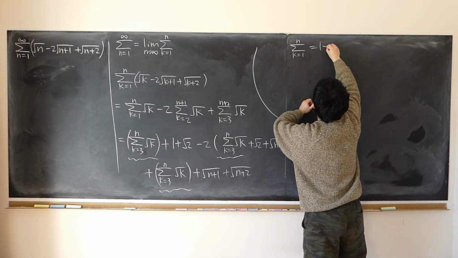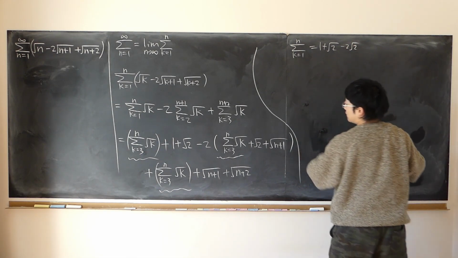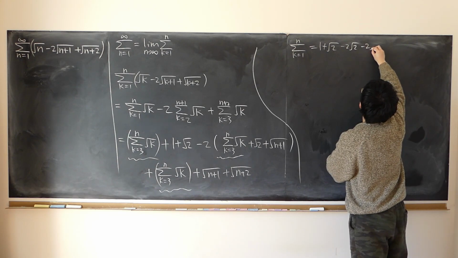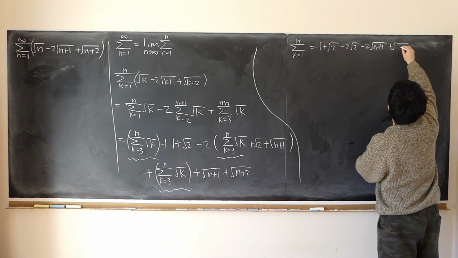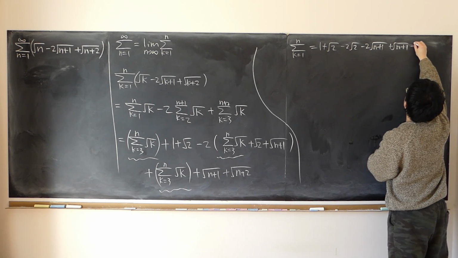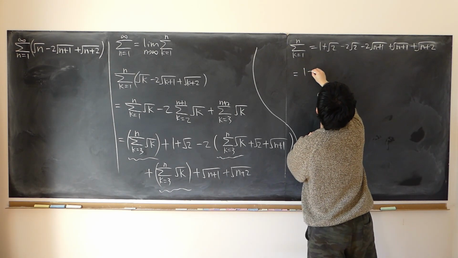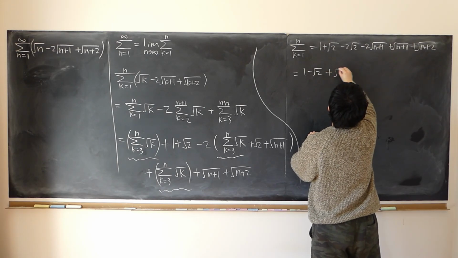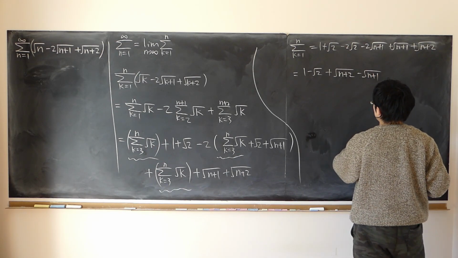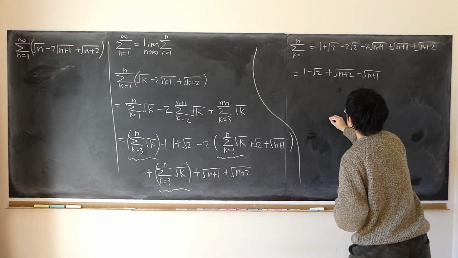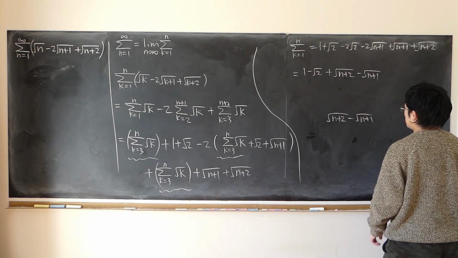And I'm left with just 1 plus square root of 2 minus twice the square root of 2 minus twice the square root of n plus 1 plus square root of n plus 1 and plus square root of n plus 2. So I actually have 1 minus square root of 2 plus square root of n plus 2 minus square root of n plus 1. Now, let's just look at this expression. This expression obviously approaches 0. Why?